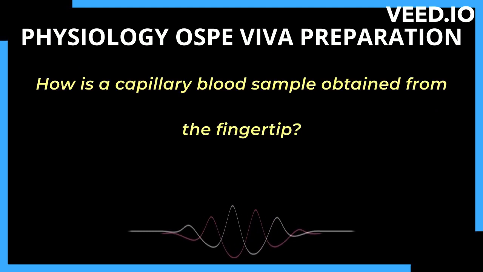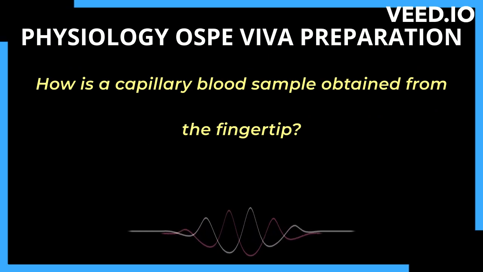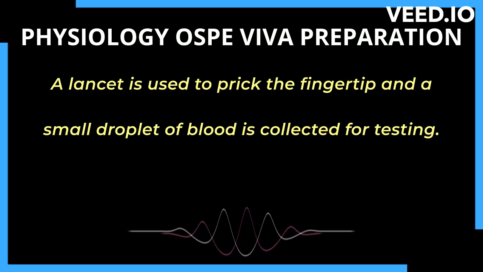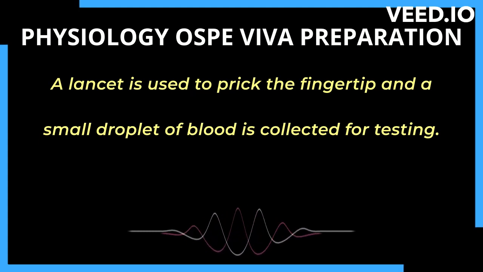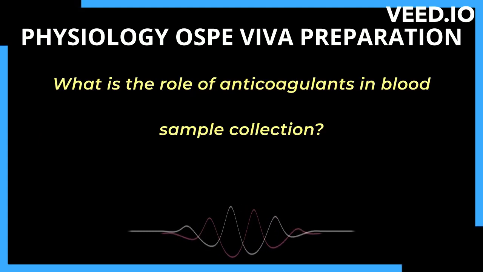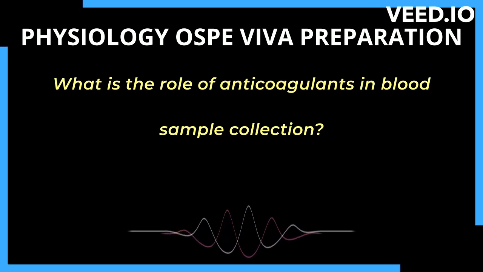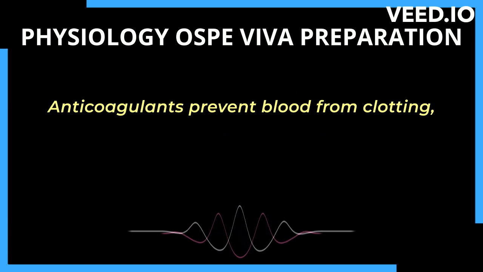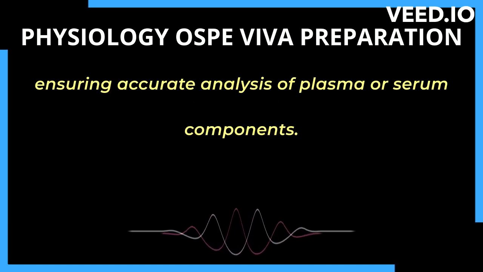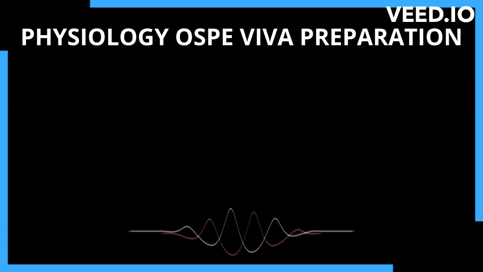How is a capillary blood sample obtained from the fingertip? A lancet is used to prick the fingertip, and a small droplet of blood is collected for testing. What is the role of anticoagulants in blood sample collection? Anticoagulants prevent blood from clotting, ensuring accurate analysis of plasma or serum components.